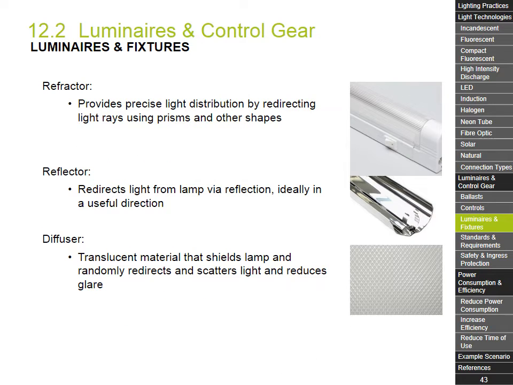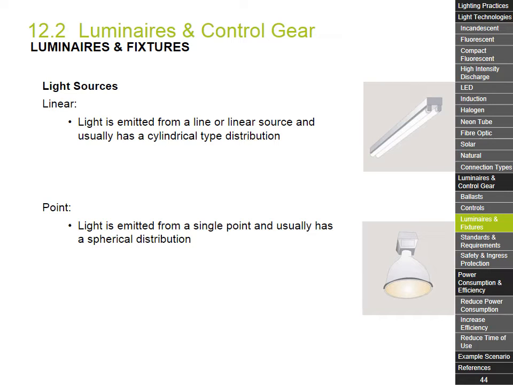A refractor provides precise light distribution by redirecting light rays using prisms or other shapes. A reflector redirects light from a lamp via reflection, ideally in a useful direction. A diffuser is a translucent material that shields the lamp and randomly redirects and scatters the light and also reduces glare. There are two main types of light sources, linear and point sources. With a linear source, light is emitted from a line or linear origin and usually has a cylindrical type distribution, whereas a point source causes light to be emitted from a single point and usually has a spherical distribution.